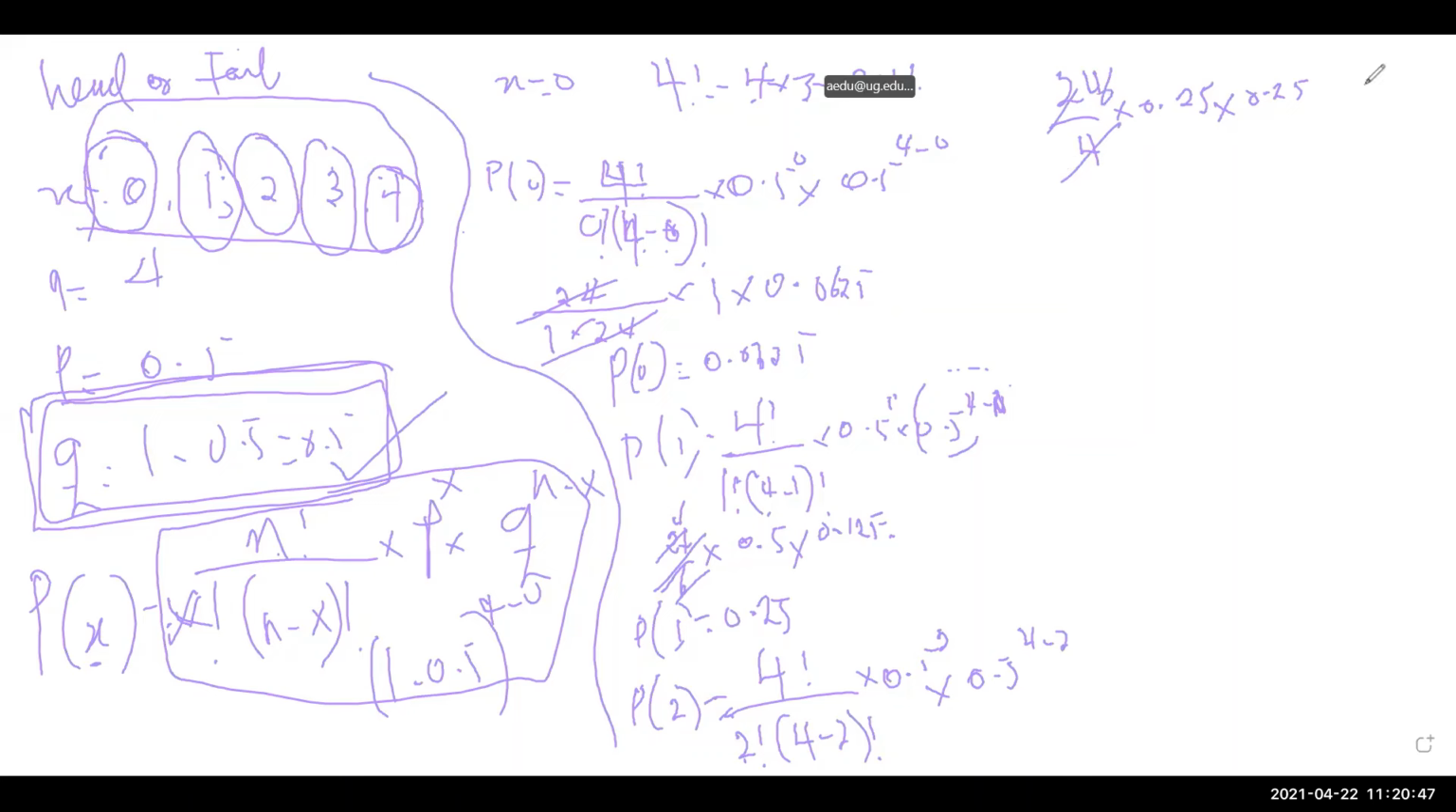This goes here, 6 times what? These two, to give you what value? If you have the calculator, give us quickly. 0.375. Perfect. What about the next one, by substitution? 3 factorial, 4 minus 3 factorial, times 0.5 to the power 3 times 0.5, 4 minus what? 3.